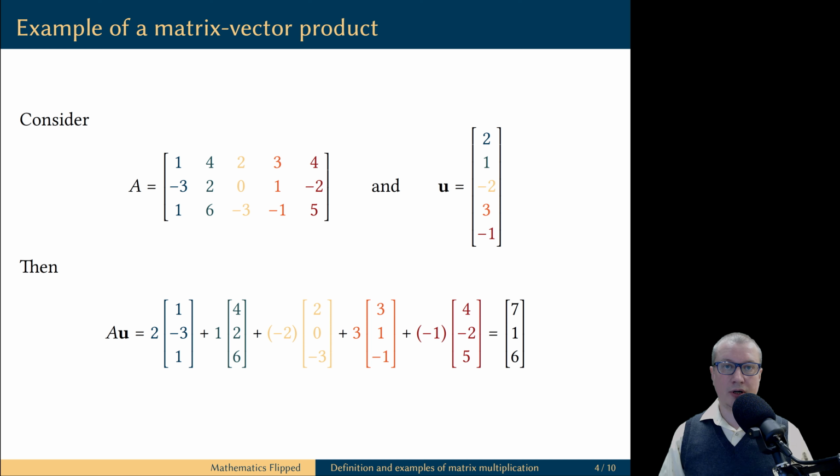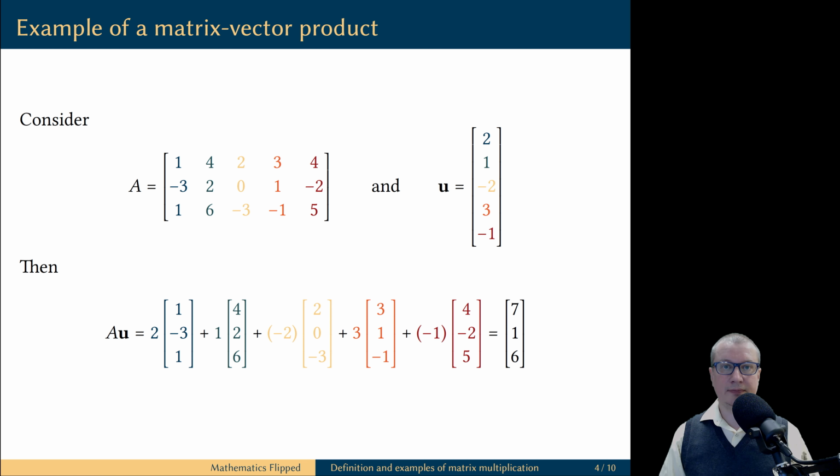We take the first column of the matrix A and we take a scalar multiple of this column by the first component of the vector u. Then we take the scalar multiple of the second column of the matrix A by the second component of the vector u, and so on. We compute all these scalar multiples and then we add up the results. This is a linear combination, and we can compute the value of this linear combination, which is just a vector of size 3.